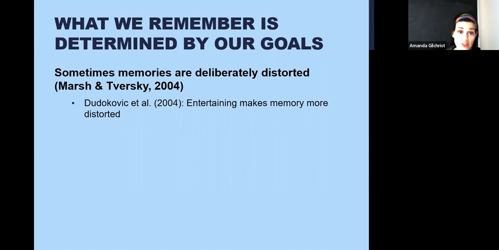Tversky found that memories can absolutely be distorted, and Dudukovic and colleagues in 2004 reported that when your goal is to entertain, a memory is going to become more distorted. They asked people to read a story and recall it 3 times. They either had to recall it accurately, like you would in a memory study, or tell it for the purposes of entertaining. The people who told it more entertainingly made more mistakes, more distortions, and were more biased. They were more emotional and had fewer actual details.